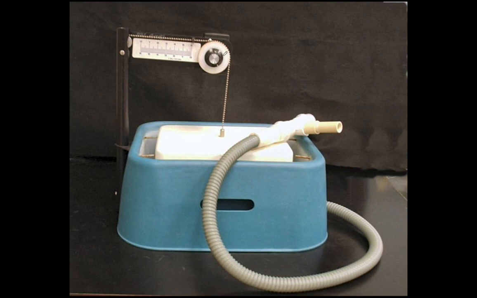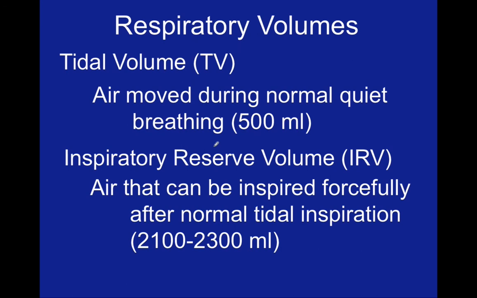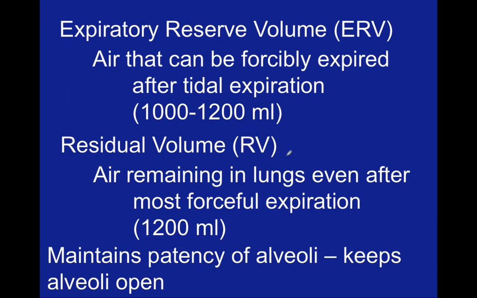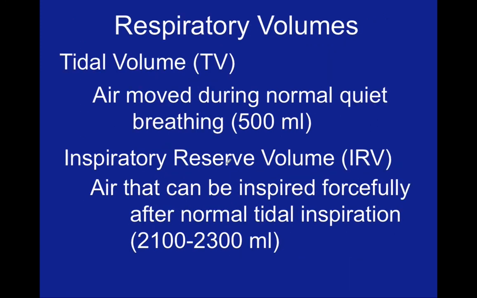This white box is attached to this scale, and this will tell you the amount of volume that is under the white box. So despite its simplicity, the spirometer is an extremely useful piece of equipment. So the respiratory volumes include the tidal volume, the inspiratory reserve volume, the expiratory reserve volume, and the residual volume. Each of these has a very nice abbreviation, which is the first letter of each word that makes them up. The tidal volume gets the abbreviation TV, inspiratory reserve volume gets the abbreviation IRV, and so forth.